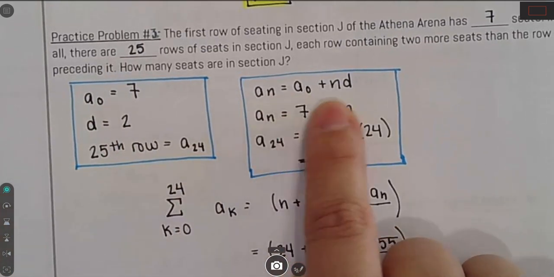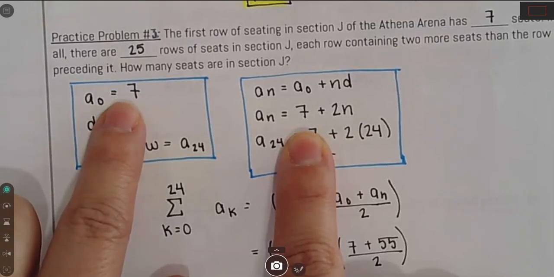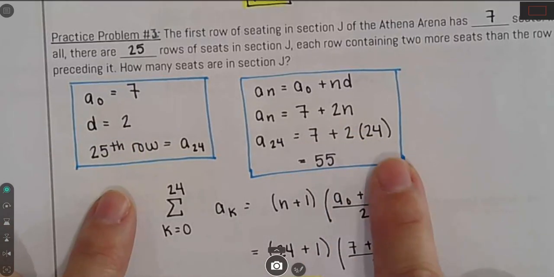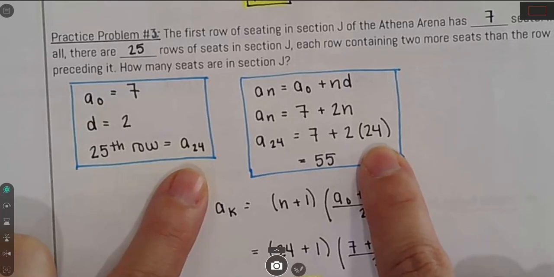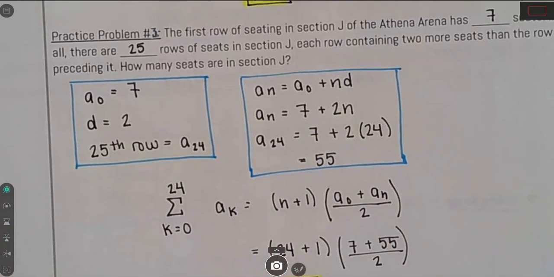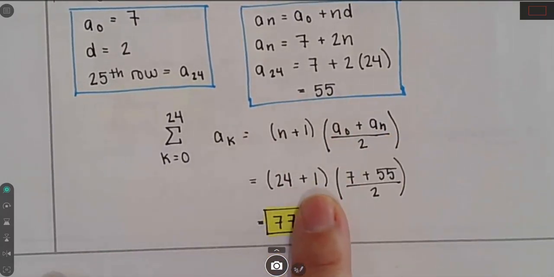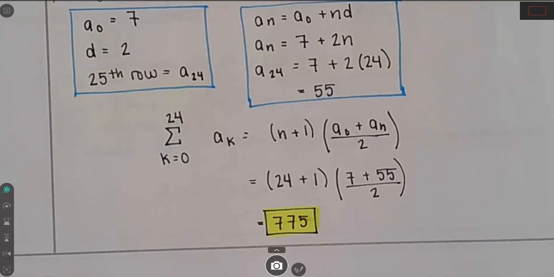So a sub n, using the explicit rule again, I'm plugging 7 in for a naught. We know d is 2, so it's plus 2n. And in this case, we know that n is 24. So I'm going to plug everything in, I get 55. So now I'm going to use this formula again. 24 plus 1, 7 plus 55 divided by 2, and I get 775.